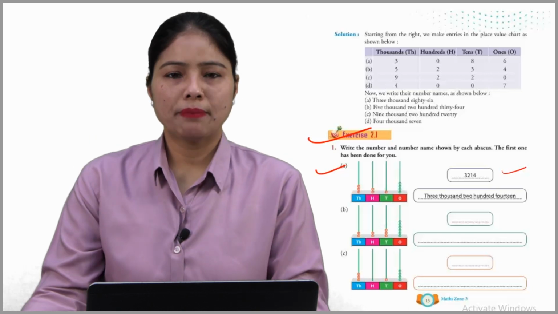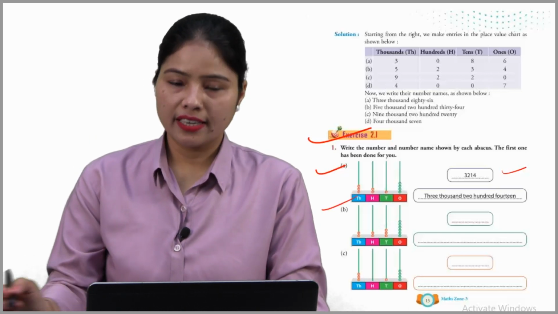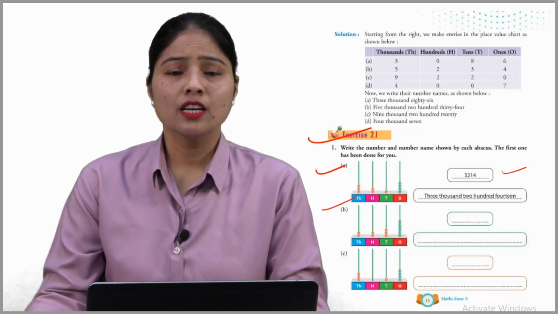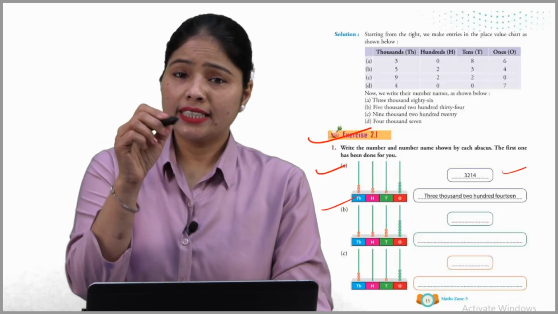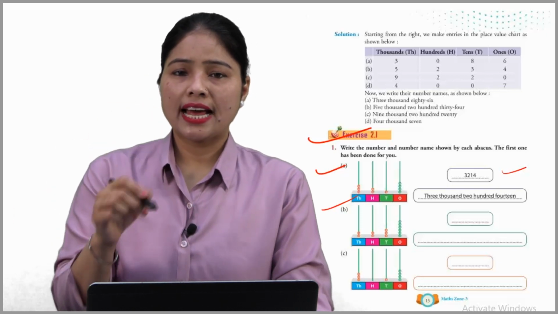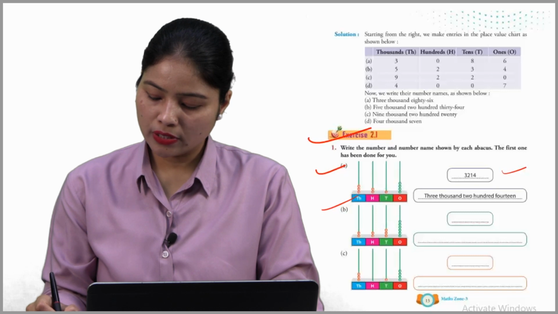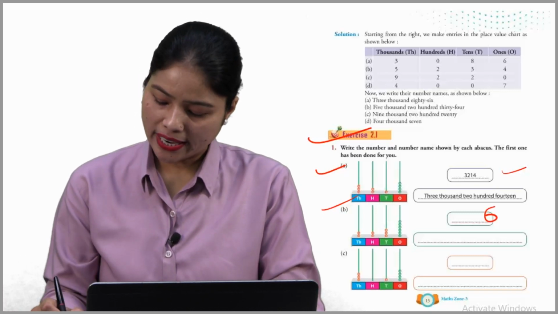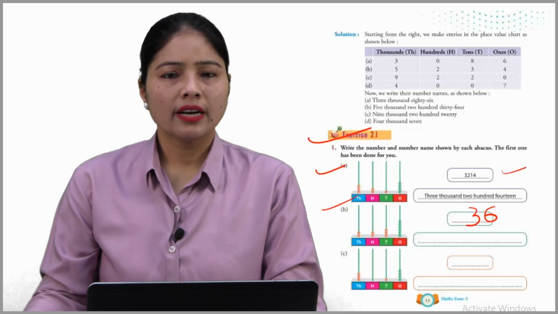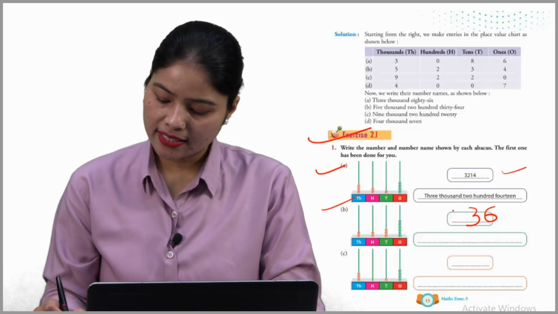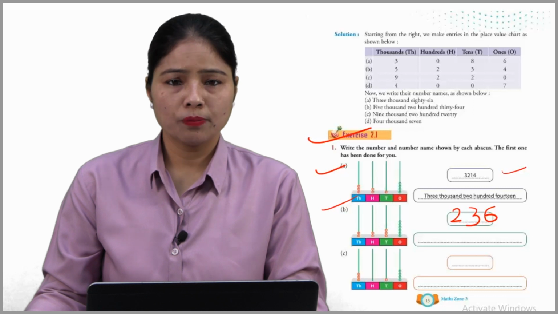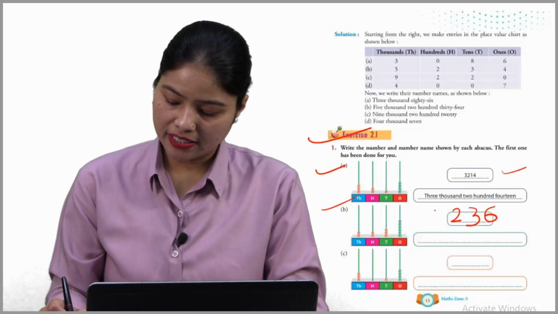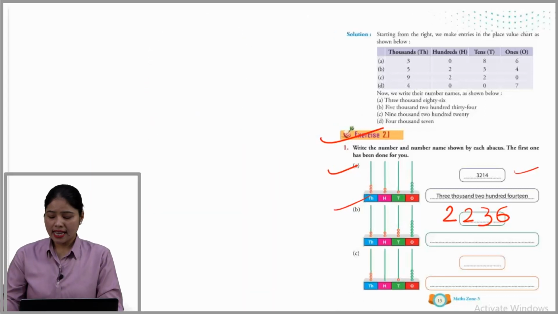3214. So B part. So this is spikes given here. So how many beads are there? On 1's place, so read the beads. So there are 6 beads. So write it 6 over there. Okay. On 10's place 3 beads. So write it 3. On 100 place 2 beads are there, and 1000 place again 2 beads are given there. So these are the number.